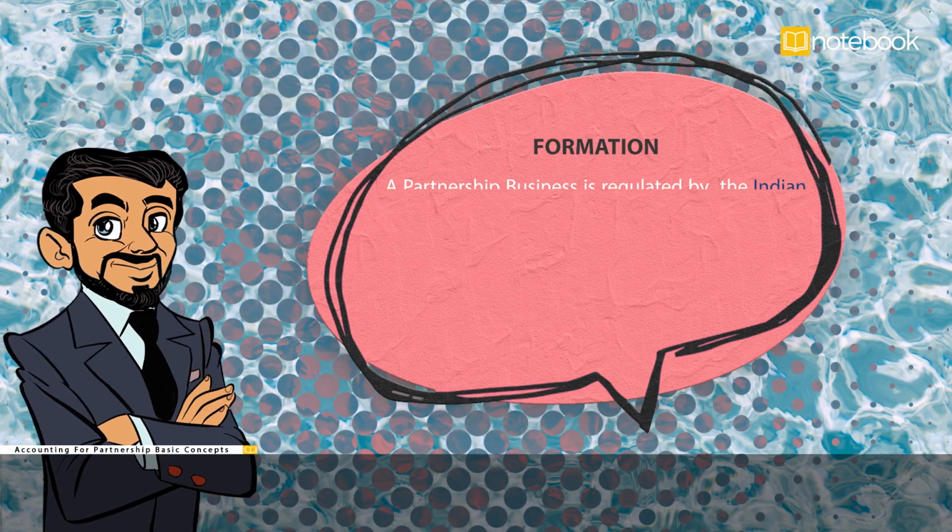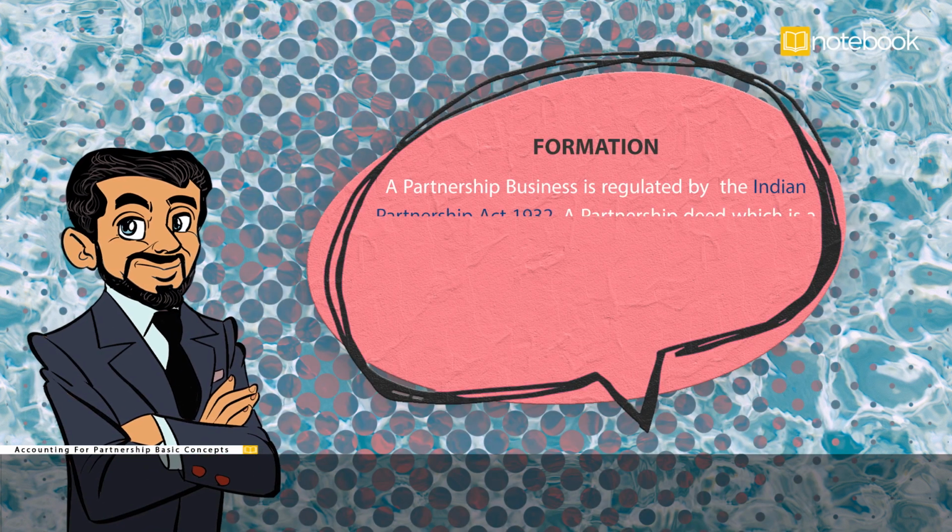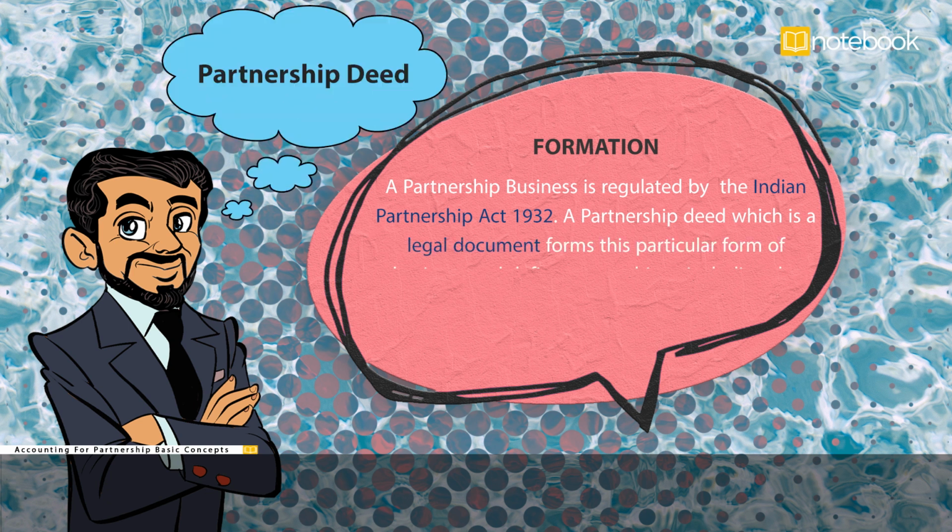1. Formation. A partnership business is regulated by the Indian Partnership Act 1932. A partnership deed, which is a legal document, forms this particular form of business and defines many things including the profit or loss sharing ratio of the partners.